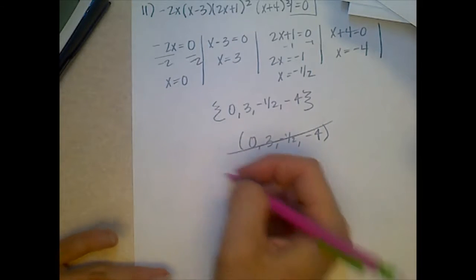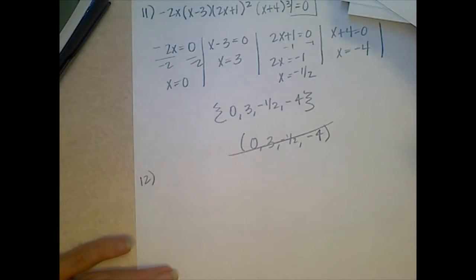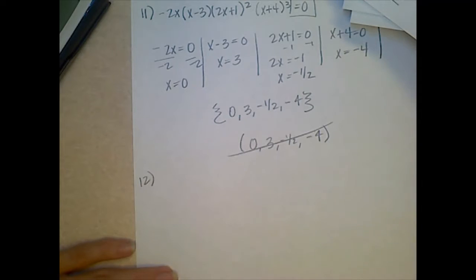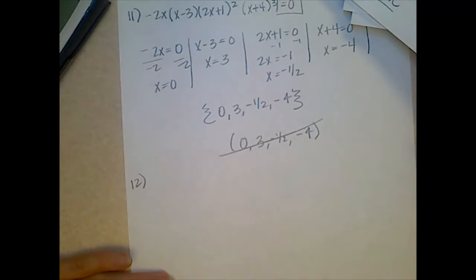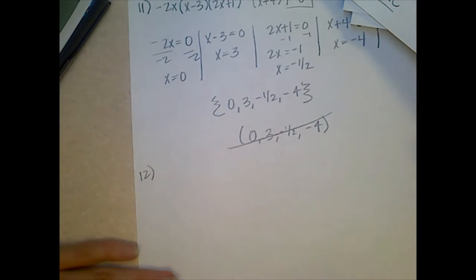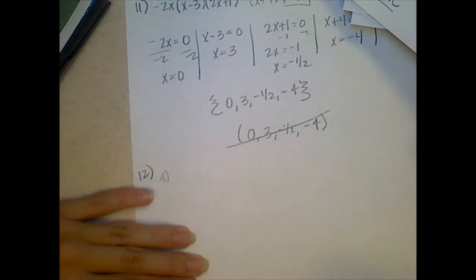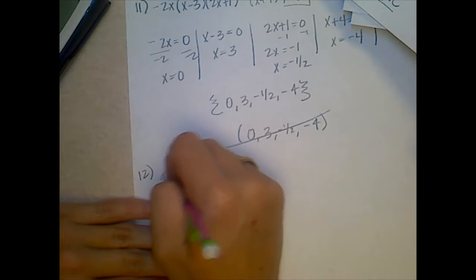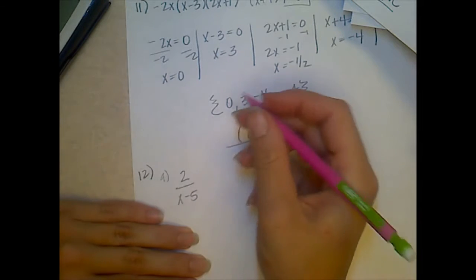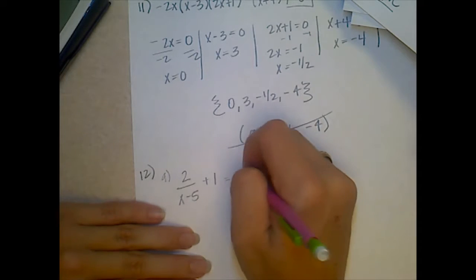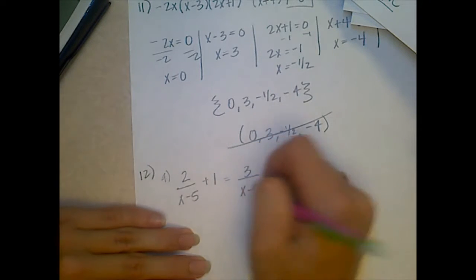Okay, number 12 starts rationals. Rational functions just have x on the bottom. That's all. Don't let it panic you, ever. They're actually pretty fun. So number 12a says 2 over x minus 5 plus 1 equals 3 over x minus 5.